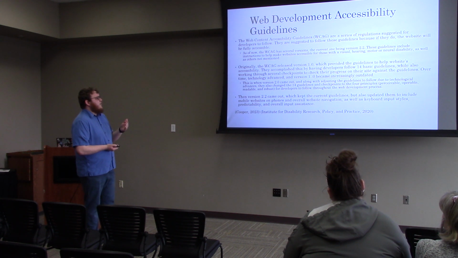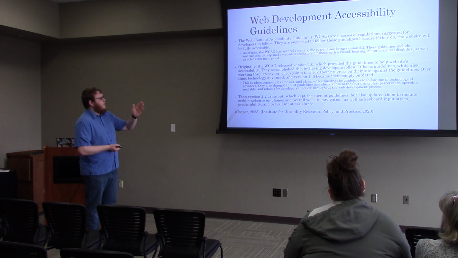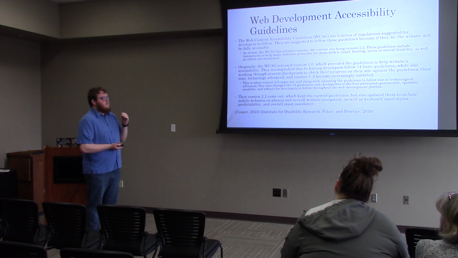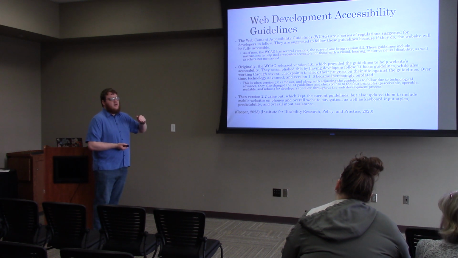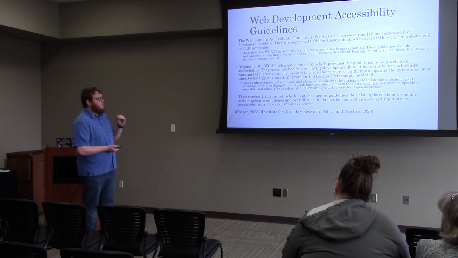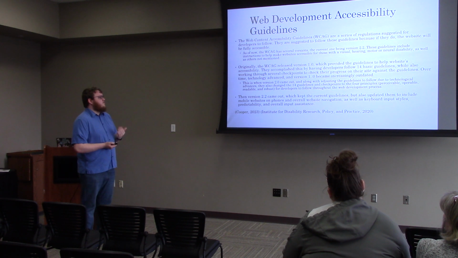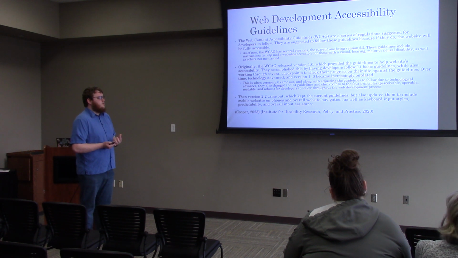And along with adjusting the guidelines to follow due to technological advances, they also changed the 14 guidelines and checkpoints to the 4 principles: perceivable, operable, readable, and robust, to follow throughout their web development process. So if they followed those 4 principles, they didn't need to follow the checkpoints or the 14 guidelines because they'll make sure they're doing it as they create it. And then version 2.2 came out, which kept all the current guidelines previously mentioned, but they also updated them to include mobile websites on phones and overall website navigation, as well as keyboard input styles, predictability, and overall input assistance.